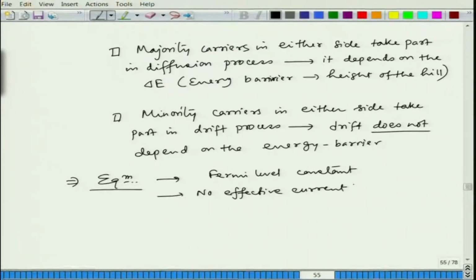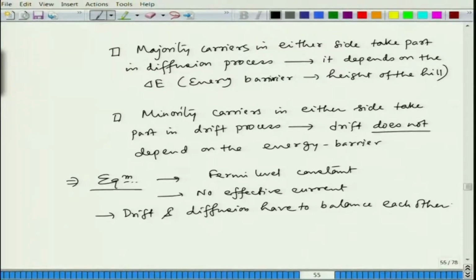So, whatever is happening with this drift and diffusion, they have to balance each other under equilibrium, is it not? Drift and diffusion have to balance each other, and not only does the overall current density have to be matched, it has to be matched in either the conduction band or the valence band, right. So, there should be no effective transfer of electrons from any side, and similarly for the holes. Individually there has to be equilibrium both in the conduction band and in the valence band.